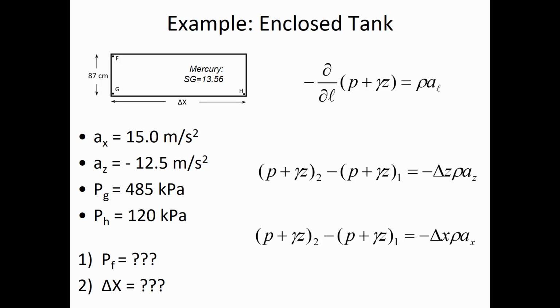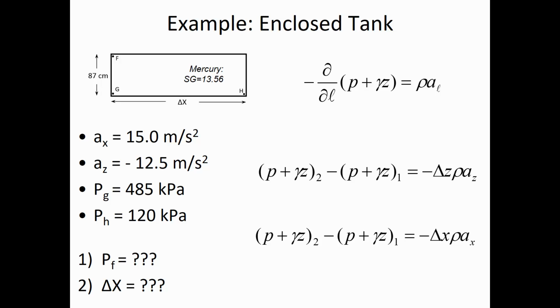All right, we've got a tank full of mercury. So that's the first thing we need to be aware of: in Euler's equation, the density is going to be 13.56 times the normal density of water. That's the first thing. It's accelerating in two directions simultaneously. It's accelerating to the right at 15 meters per second squared, and it's accelerating downward at 12.5 meters per second squared.